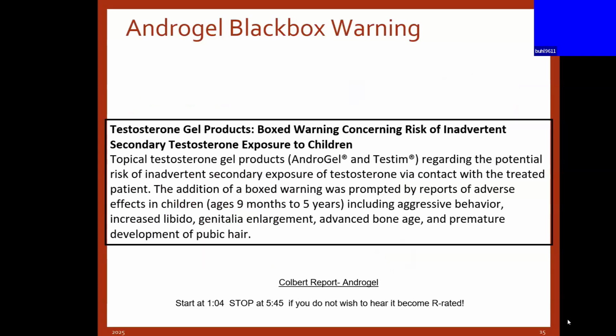The box warning for Androgel is pretty clear: inadvertent secondary exposure to children. They're talking about gel products, but that would really be any dermal testosterone. And there's a box warning for effects in children 9 months to 5 years old: aggressive behavior, increased libido, genitalia enlargement, advanced bone age, and premature development of pubic hair. So that's a pretty significant concern and safety issue when using these agents.